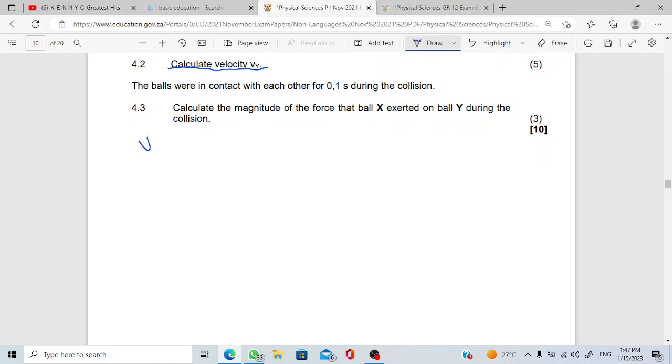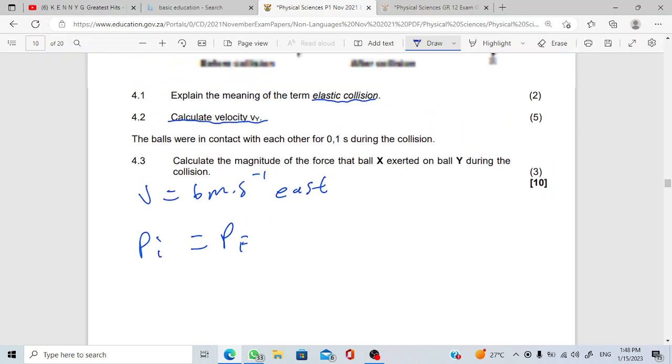Okay, so this V is equal to 6 meters per second east. Now, for you to calculate Vy, you need to get the momentum before. You must have the initial momentum, which must equal your final momentum. For your initial momentum, you have two particles, so let me go up there and see the notation first.